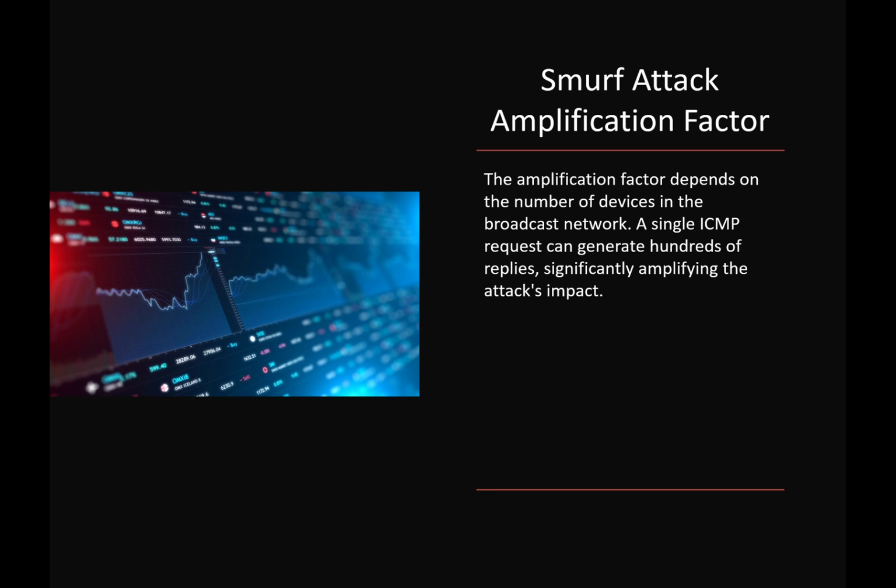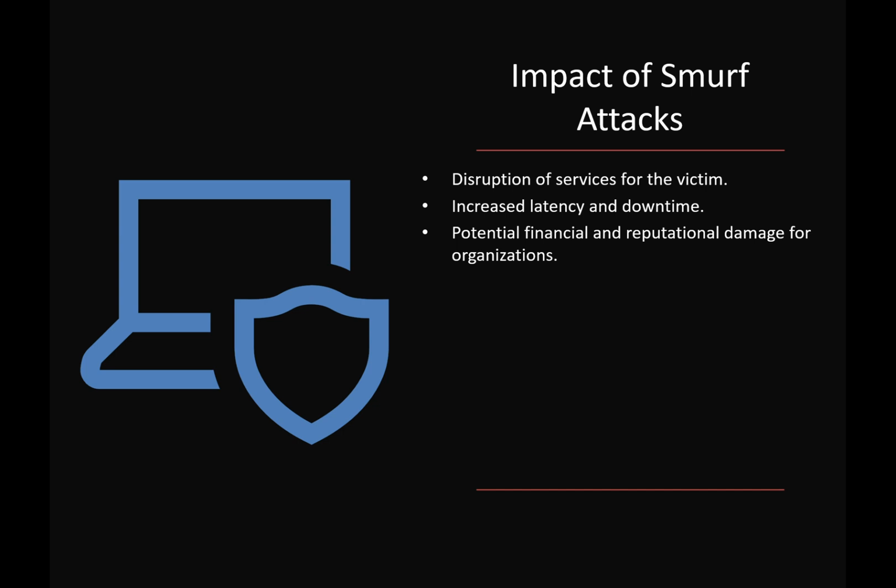When talking about impact, the effects of a Smurf attack can be severe. First, they cause severe outages by overwhelming the target system, preventing legitimate users from accessing services. Second, they increase latency, degrading system performance. Third, they can result in financial losses for businesses due to downtime and recovery efforts. Finally, they damage the reputation of the organization affected, especially if customer services are disrupted. These consequences highlight why such attacks are major security concerns.